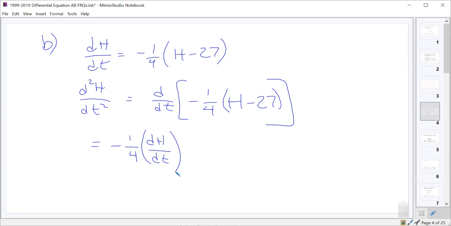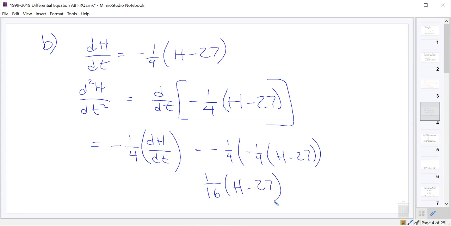This is not the answer that they would want. They would want you to write it as negative 1/4 times negative 1/4 times h minus 27. Plug in the dH dt that you originally had, and you get 1/16 of h minus 27. Okay.